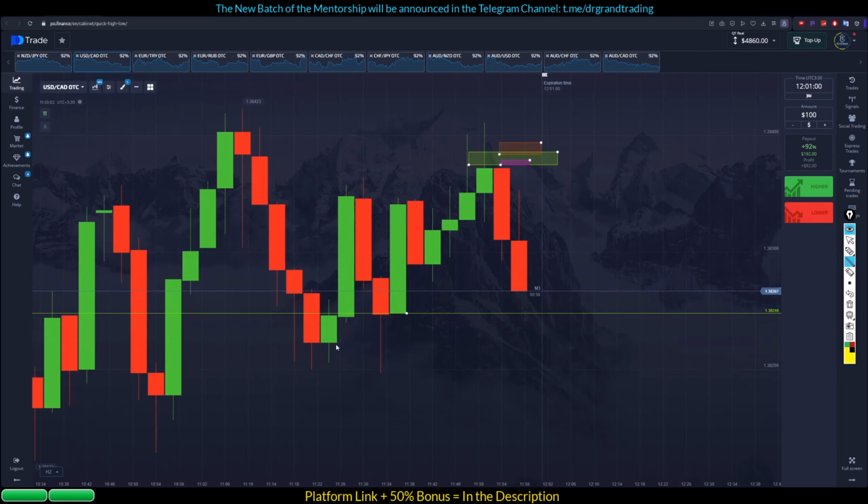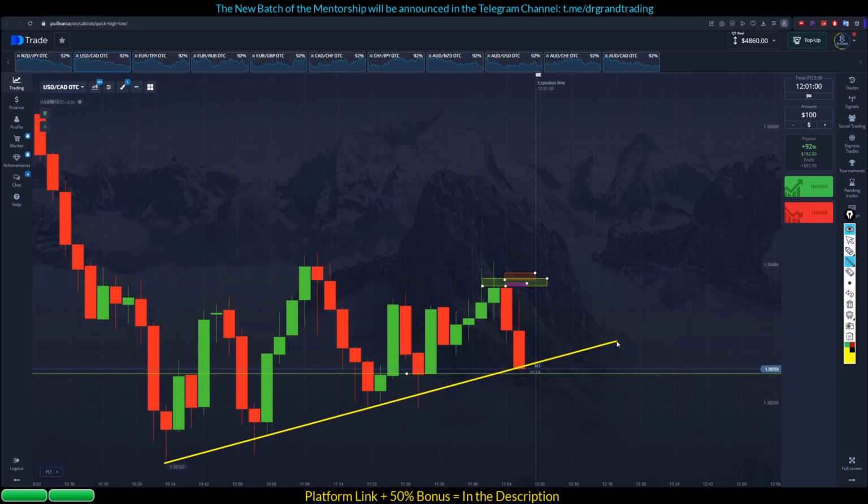We have a buyer's entry, which is not pretty strong, and we have a couple of shadows here. If we draw the common point of rejection, I will take a high risk trade right here.